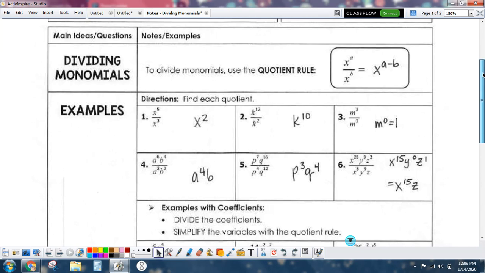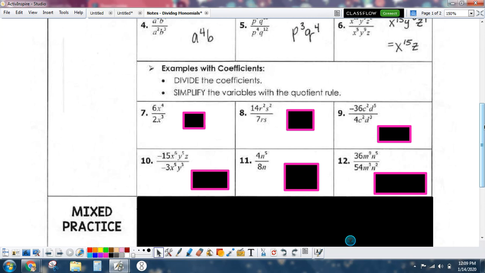Now, sometimes you're going to have coefficients. Okay, so it's the same idea. The first step is to divide the coefficients. Now, it is okay to get a fraction here. You're going to want to have it as simplified as possible, but it's okay to have a fraction. Please make sure you're keeping it as a fraction and not changing it to a decimal unless the problem specifically asks for that.